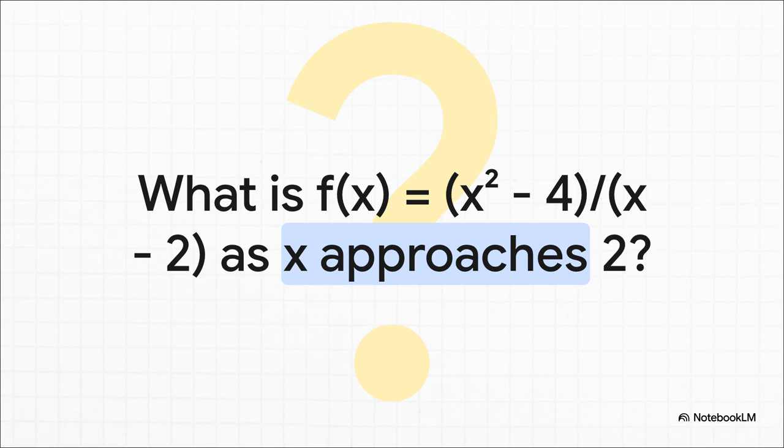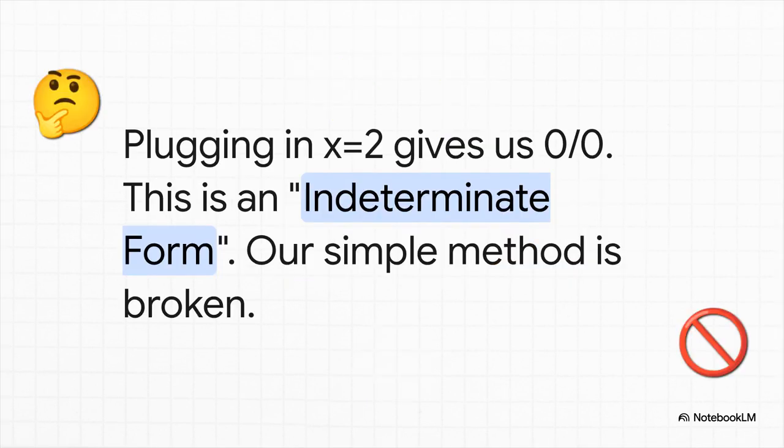Let's start with a little puzzle. Take a look at this function. Now, if I asked you to figure out its value when x equals 2, what's the first thing you do? You just plug in the number 2, right? I mean, that's what we've always been taught. But watch what happens when we try it here. And we get 0 divided by 0. Uh-oh. What in the world does that mean?